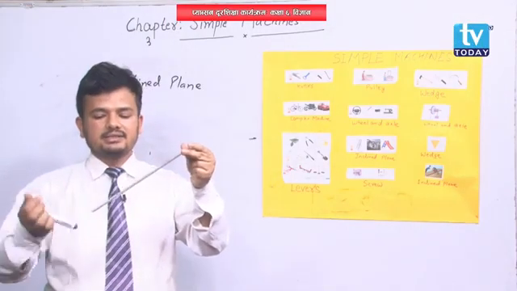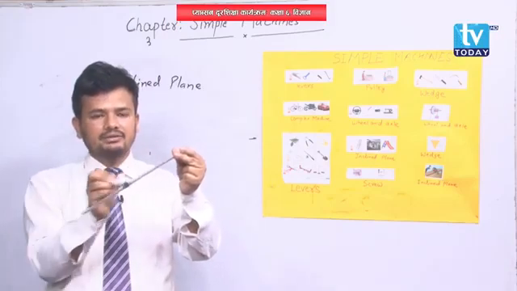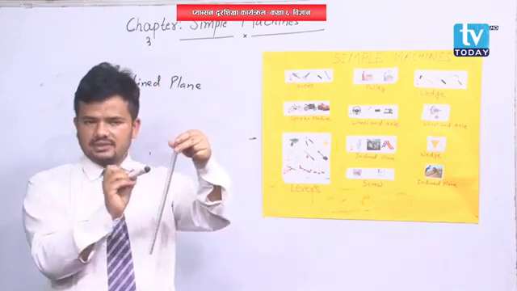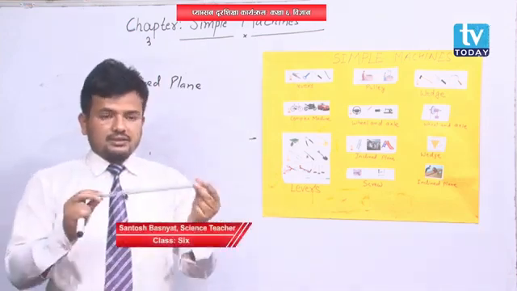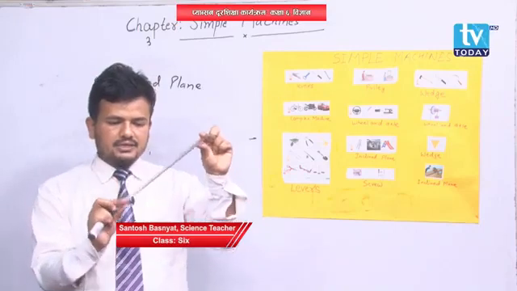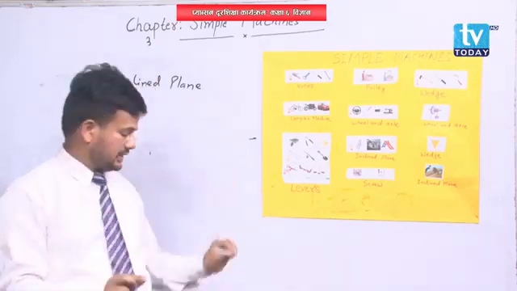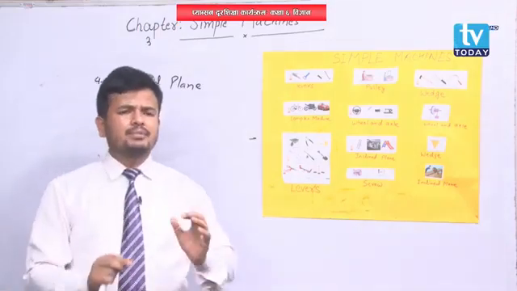You can easily slide an object up and down an inclined plane, but if it is vertical, it's very difficult. So what is an inclined plane? Some flat surface making some angle with the ground is called an inclined plane. What are the examples of inclined plane?